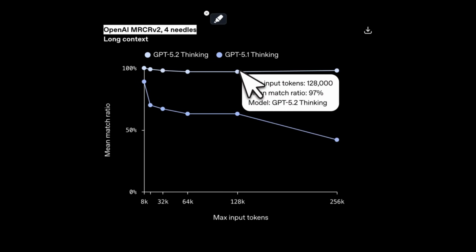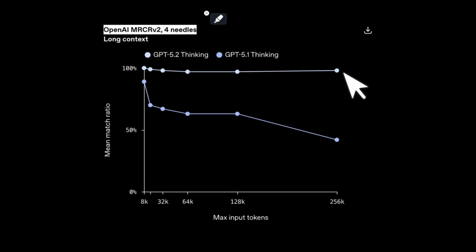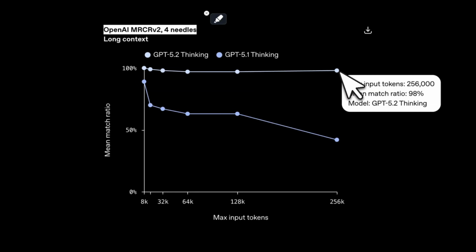But for the GPT 5.2 thinking, it's actually pretty consistent. Now, if it actually holds true in the real world, this is a significant improvement, because even if you go to about 256,000 tokens, it still preserves up to 98% retrieval performance.